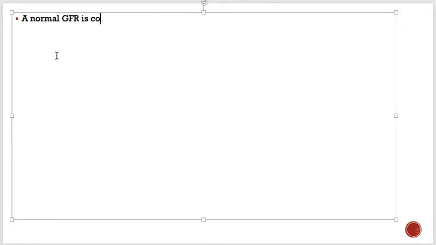GFR is considered to be approximately 100 ml per minute per 1.73 meter square. So this is the normal GFR, and I'm going to mention it just to tell you the importance of this thing.